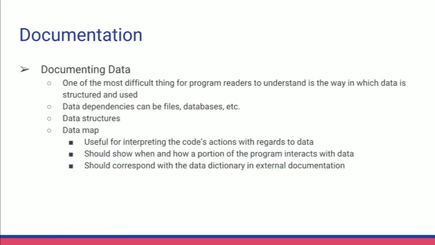And then finally, documenting data. Documenting data is very important because one of the most difficult things for readers to understand when they're reading your program is how your program is interacting with and manipulating data. Your program can have many different data dependencies, files, databases. You can also use a variety of complex data structures. So you want to use a data map, which is meant to help the reader interpret what the code is doing with data. It should show when and how a portion of the program interacts with data. It should correspond with the data dictionary and external documentation.